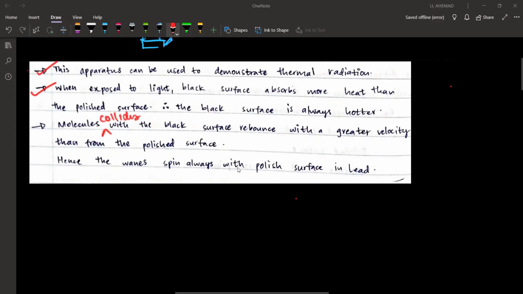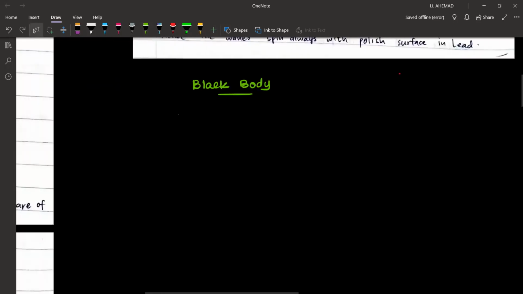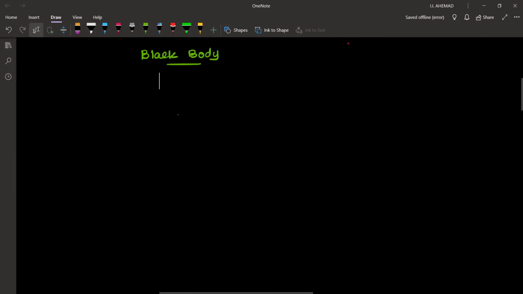Okay, next let's look at a concept called the black body. Don't write, I will explain. After that, I'll give the note. So black body means it is an imaginary one, an idealized one.